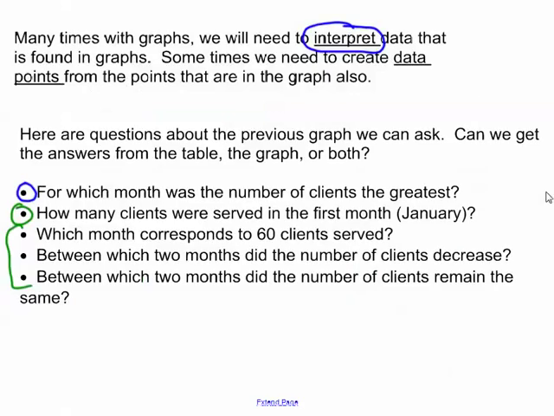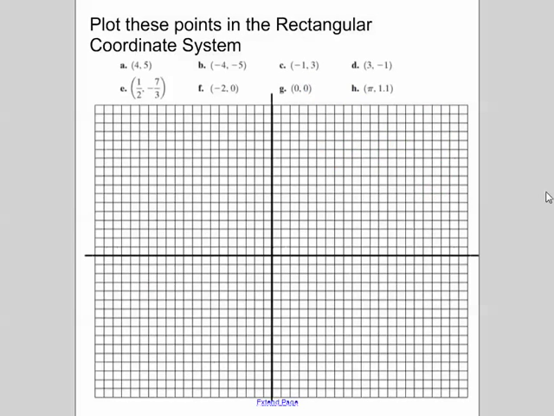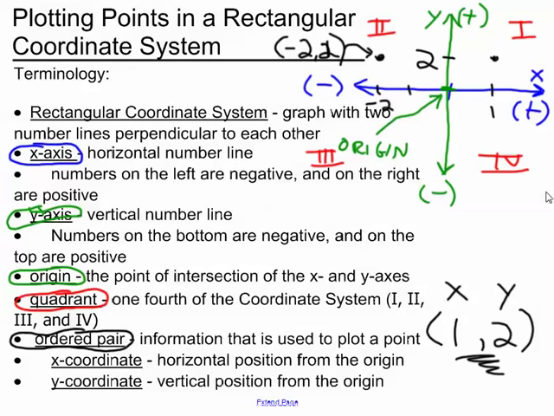We've seen that, we've seen that, we've seen that, and that. Here we are, I guess. So now we're going to talk about plotting points in the rectangular coordinate system. Kind of a review here of what we did in the previous video, as we talked about the number line and the two number lines that make up the rectangular coordinate system.